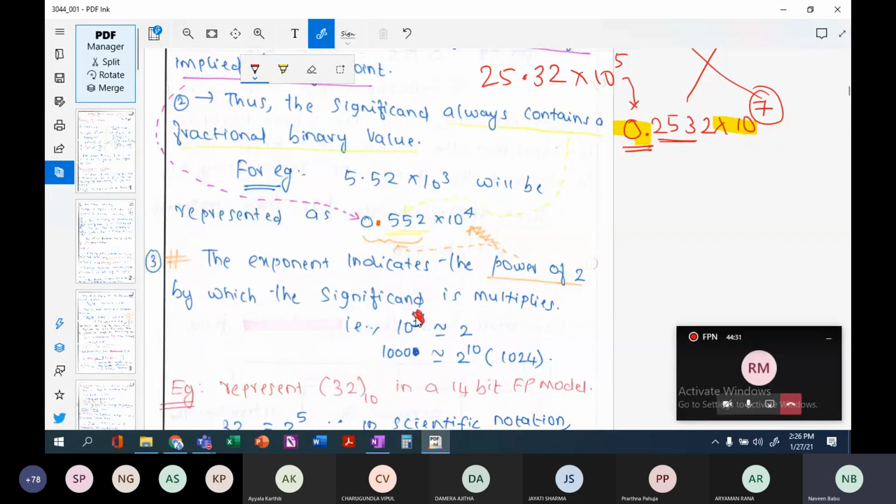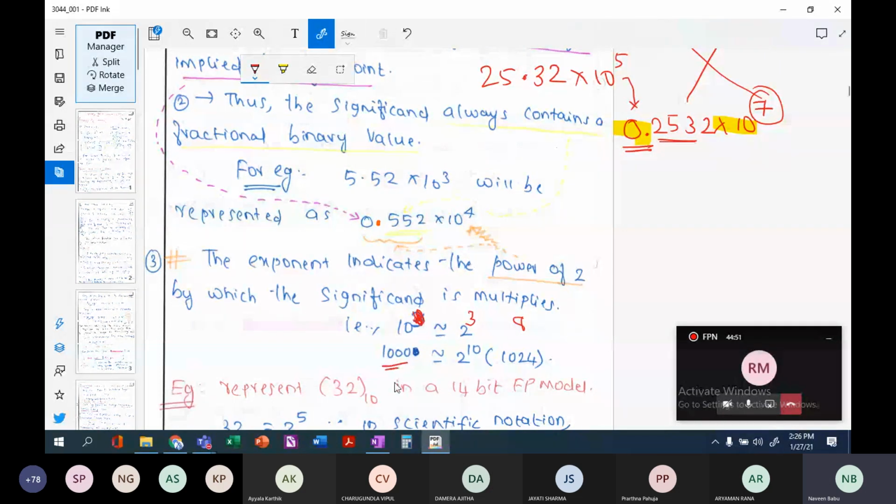If I want to represent 10, then the value that is possible here is 2 power 3, which is closer. What is closer to 10 as a power of 2? 8 is closer as a power of 2. So I have written approximately equal to 2 power 3.